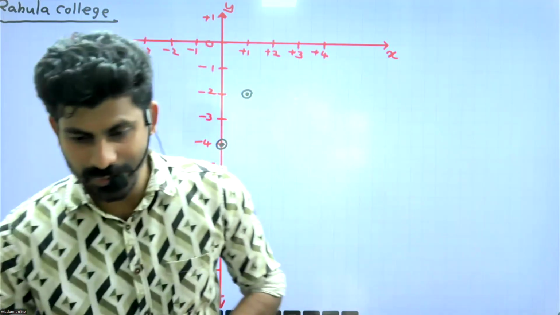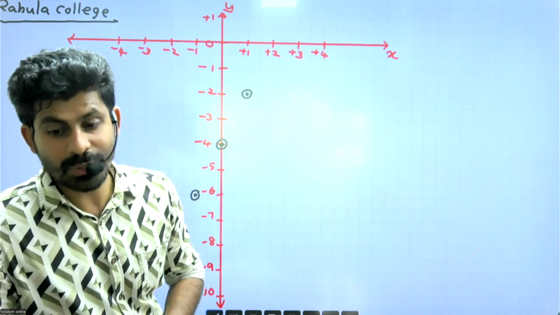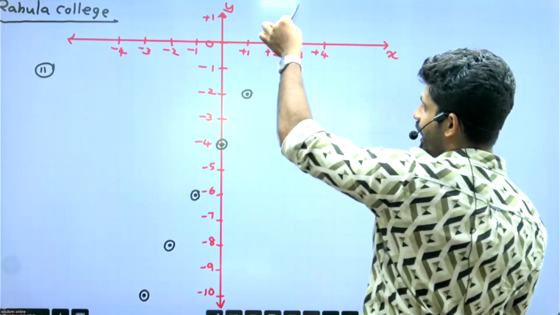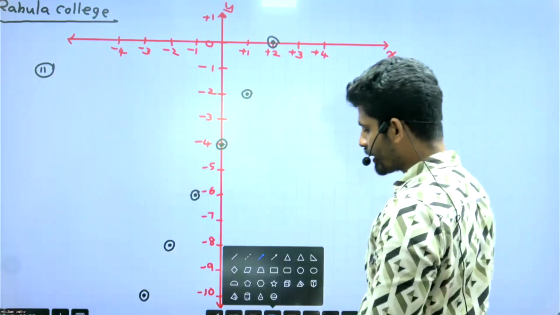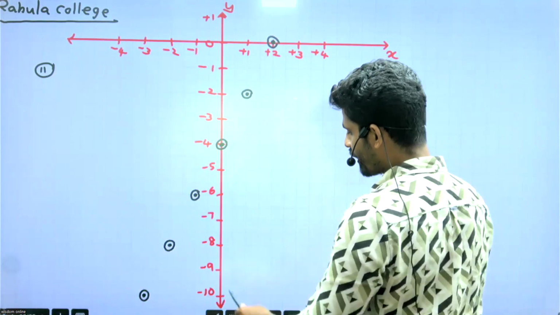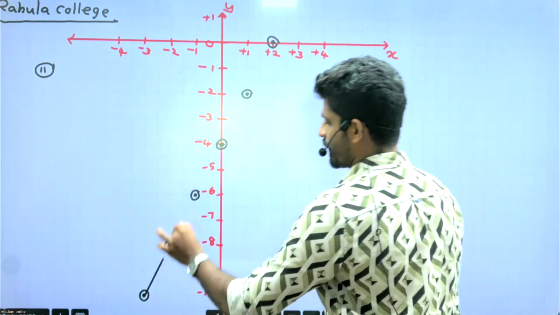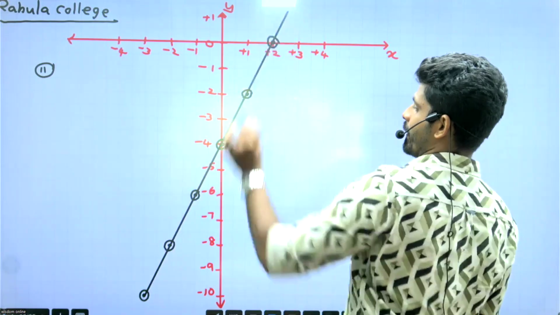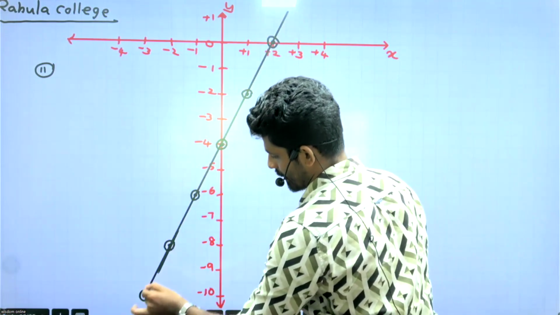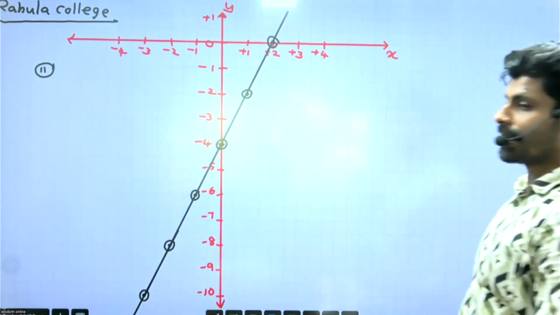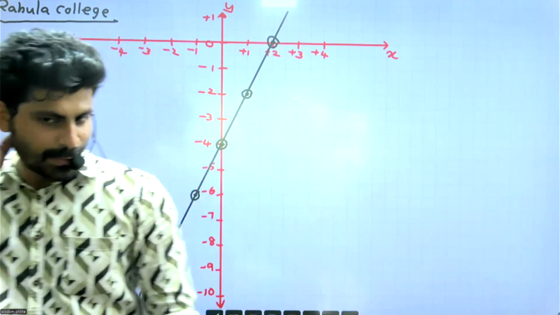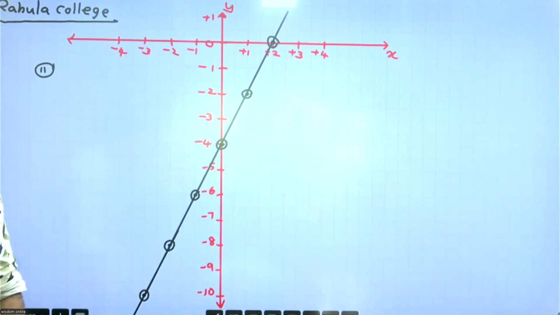Then look at the next one. 2 to 0. Then we can draw the graph. Right, okay. Then try to do this one by yourself. Hurry up. Then look at the next one.